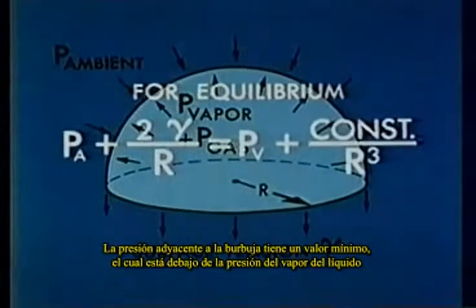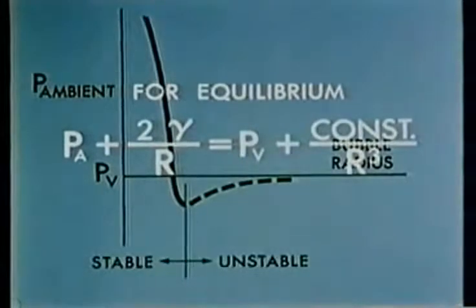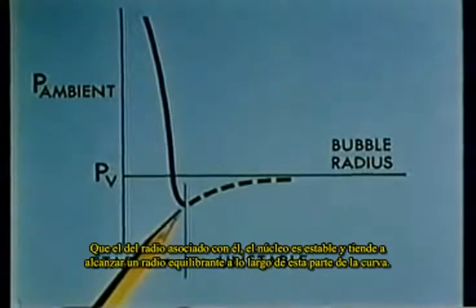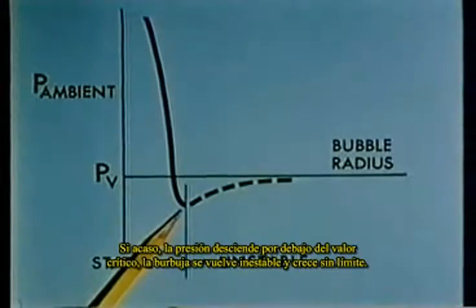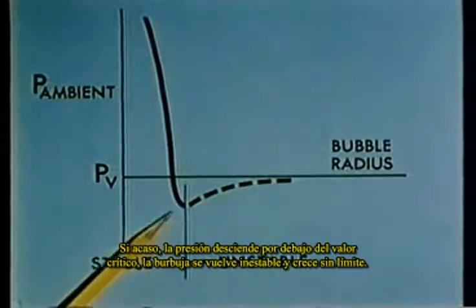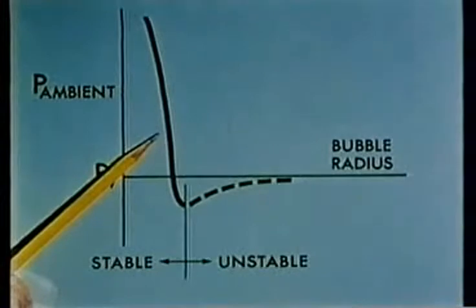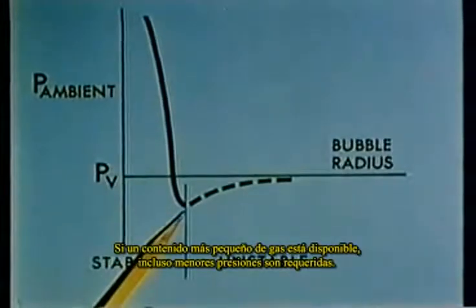The pressure adjacent to the bubble has a minimum value which is below the vapor pressure of the liquid. As long as the ambient pressure is above this minimum and the initial bubble radius is smaller than the radius associated with it, the nucleus is stable and tends to reach an equilibrium radius along this portion of the curve. If, however, the pressure drops below the critical value, the bubble becomes unstable and grows without bound. If a smaller gas content is available, even lower pressures are required.